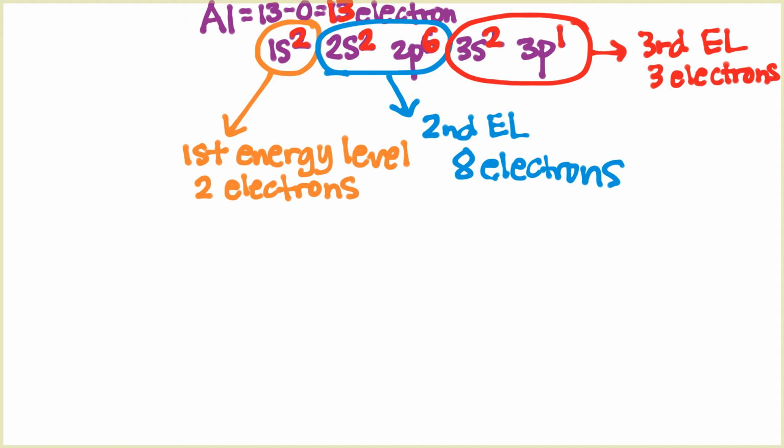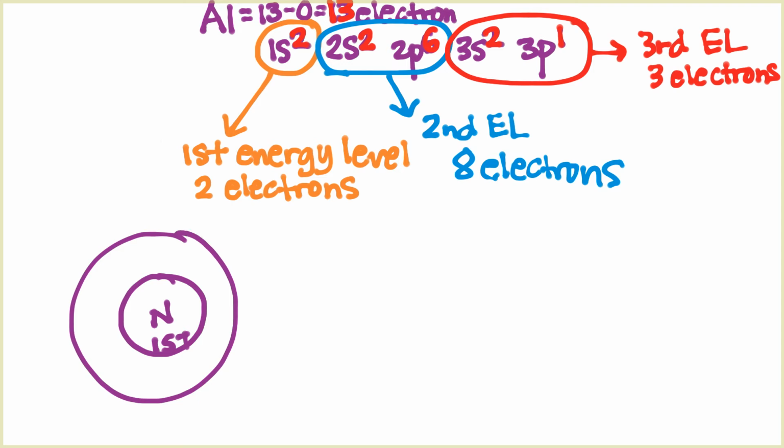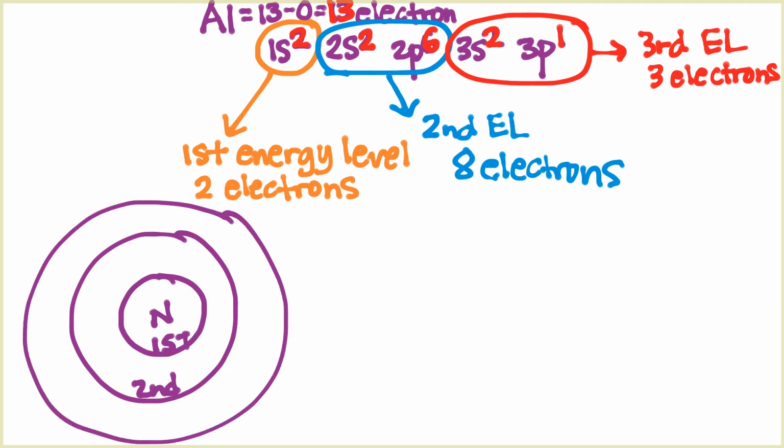All right. So now we can actually draw a sketch of our atom. So let's do a sketch. Now we know that there are 3 energy levels. So let's draw the nucleus. And we got our first energy level. That's our first. We got our second energy level. So that's going to be our second. And we got our third energy level. This is going to be our third.